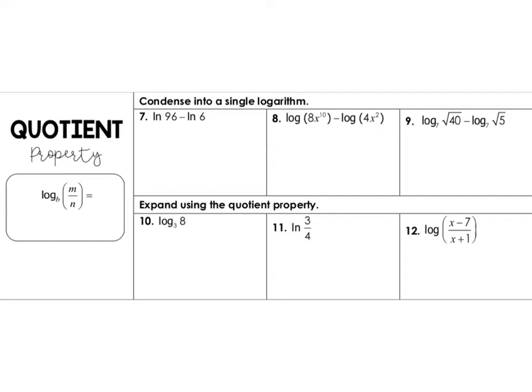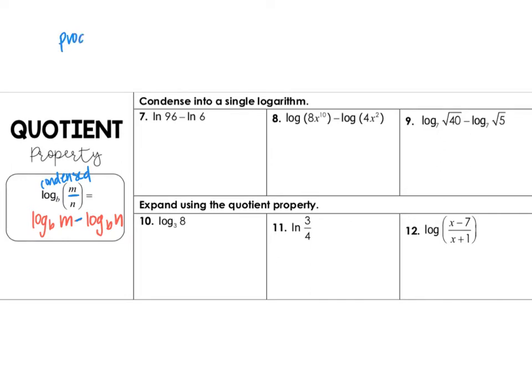Hey, this is Miss Anders, and now we are talking about the quotient property. As you can see, we're starting with the general form log base b of m over n, and this is condensed. If we expand this, it would be written as log base b of m minus log base b of n. So the division here correlates with the minus here, just like with the product property.